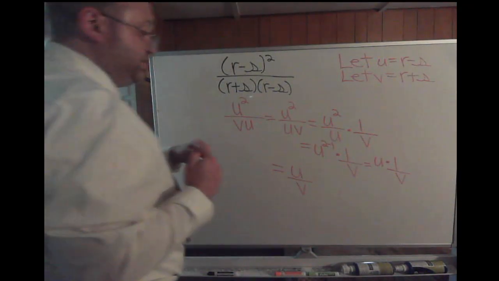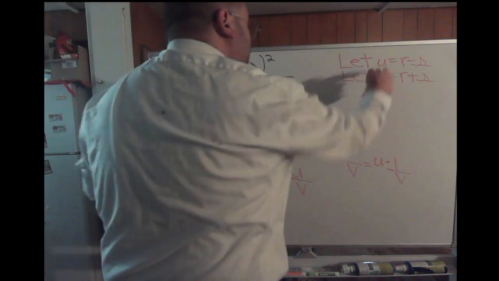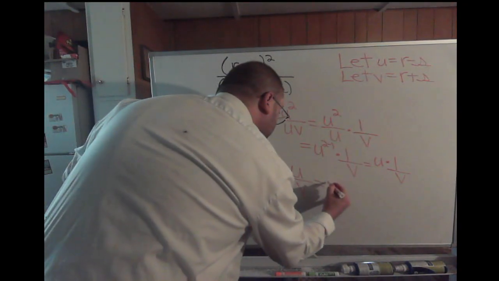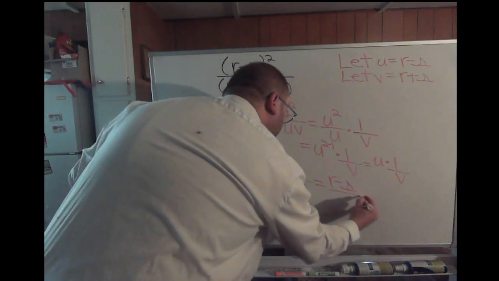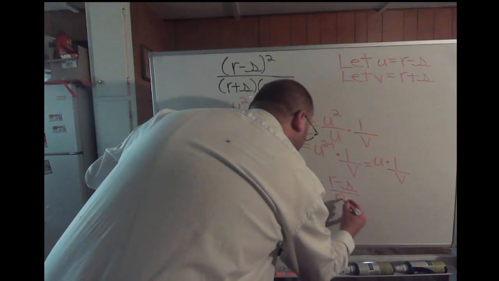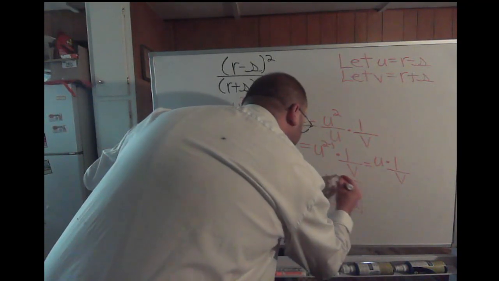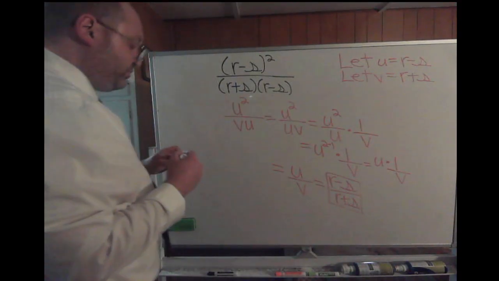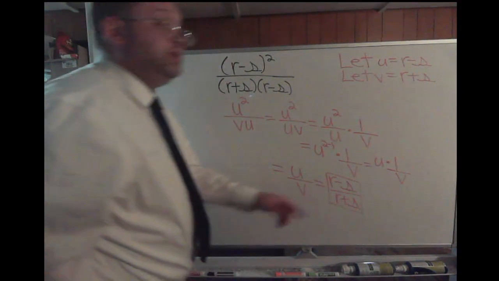Now, that's our substitution answer. We want our actual answer. u was defined to be r minus s, so you'll get r minus s all over what was our v, that was r plus s. So the answer is going to be r minus s over r plus s.